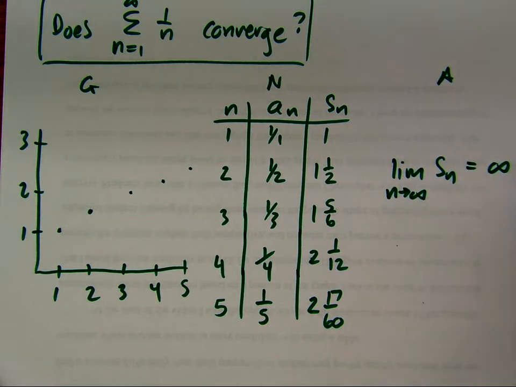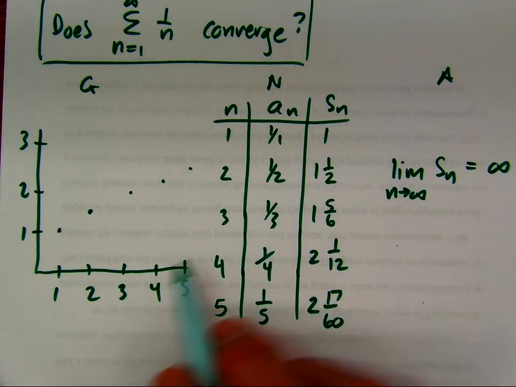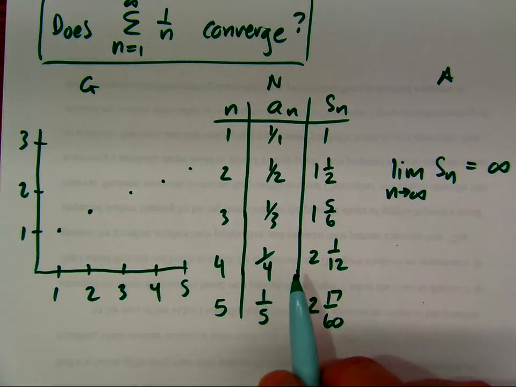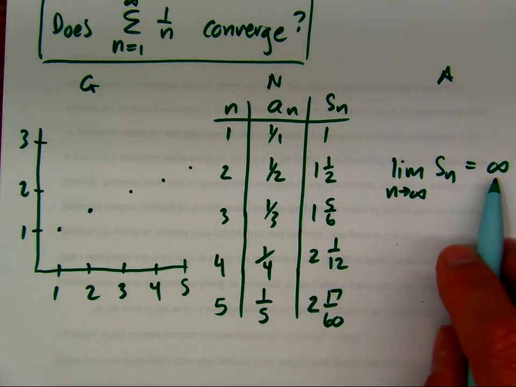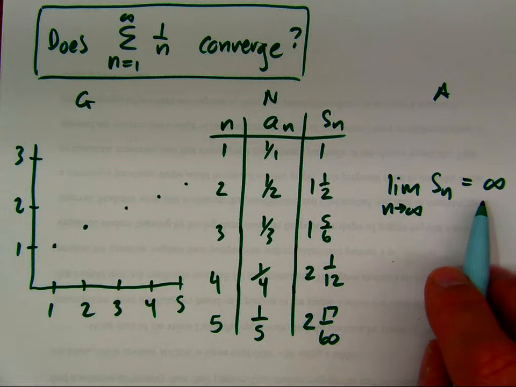We can't tell this by looking at the table and the graph. If we continue to check values of n, we'd be more confident that that's true, but we haven't proven this yet. And as of now, we're just going to accept that.